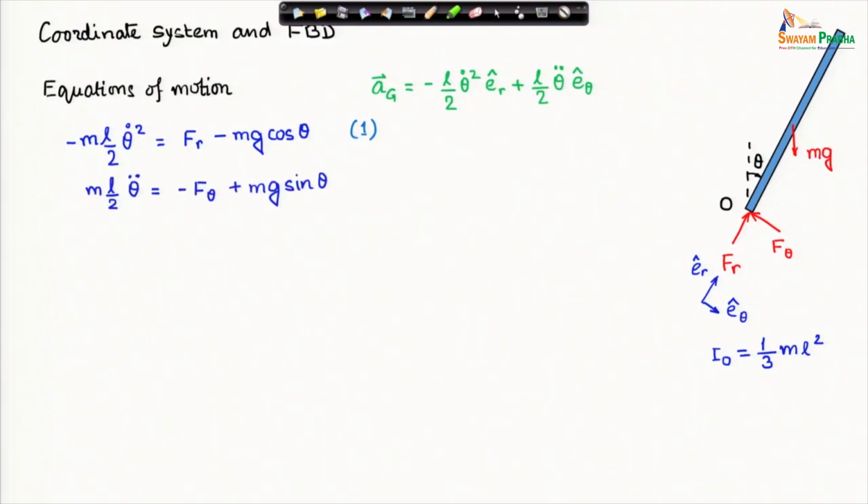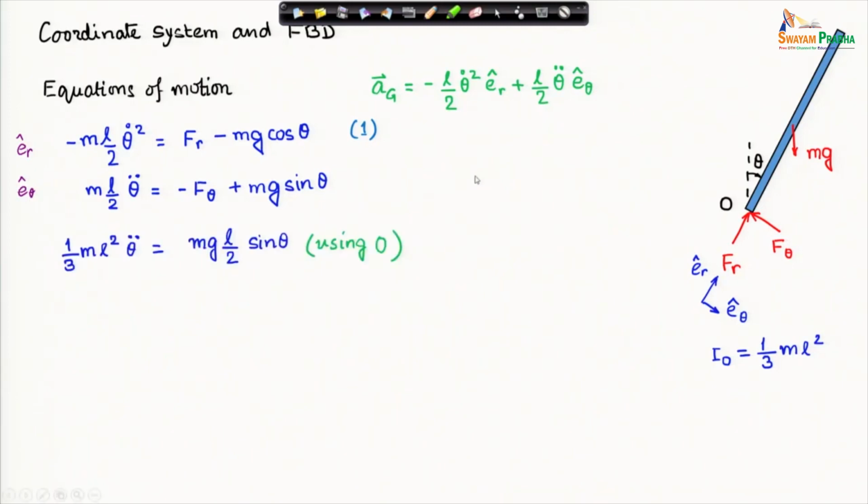When you go to the e_theta equation, the translational dynamics along e_theta. So, this was e_r cap, this is e_theta cap. Mass times acceleration in e_theta is equal to the net force in the e_theta direction. We have F_theta, it is in the negative e_theta direction, as you can notice, and there is a component of the weight.